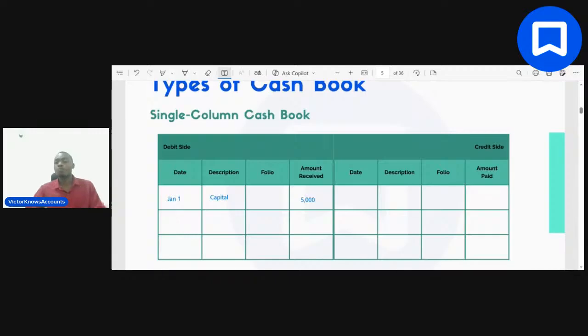When you are doing subsidiary books, for example, sales day book, after you enter your sales day book, you then have to transfer it to your sales account. Your cash book is both the cash book as a subsidiary book and the cash account itself. Is that fine? Your double column cash book contains both the cash account and the bank account.